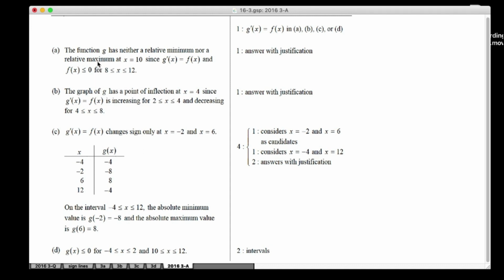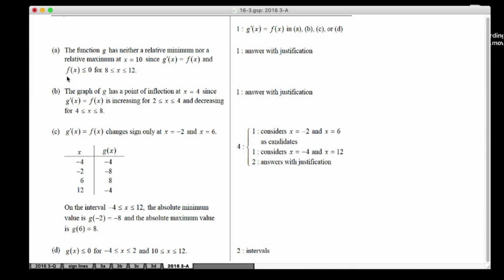So you can't say, look at the sign line. That's not enough, you need to say that the function has neither a relative minimum nor a relative maximum at x equals 10, since g prime, you don't have to keep connecting this as long as you have this written down where it's visible. So as long as you say g prime, they say on this whole interval, f is less than or equal to 0 on this whole interval. Okay, so you really just have to say there's neither a relative max nor min because g prime doesn't change sign. I think that's it.